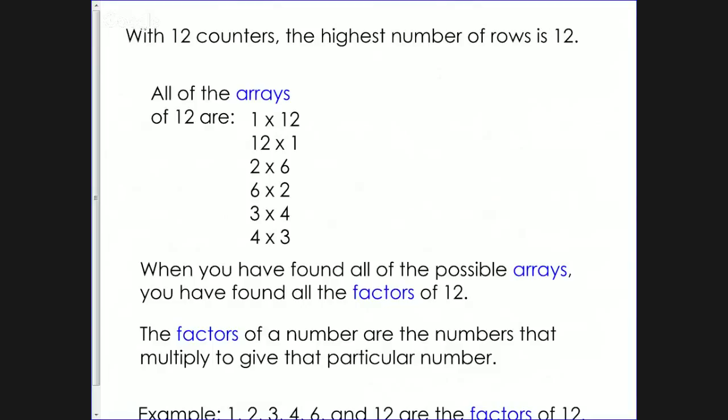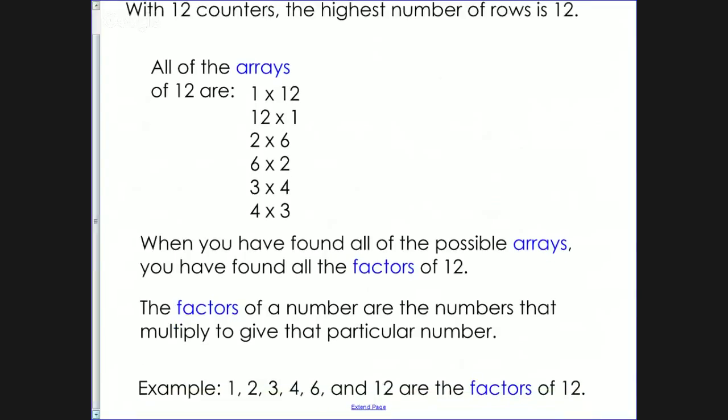When you have found all the possible arrays, you have found all the factors of 12. Again, this is another word to add into your math survival guide. You might want to pause and copy this definition. The factors of a number are the numbers that multiply to give that particular number. And you can use the example down at the bottom here that 1, 2, 3, 4, 6, and 12 are the factors of 12. So those particular numbers multiply together to get 12, or can be used in multiplication statements to get 12.